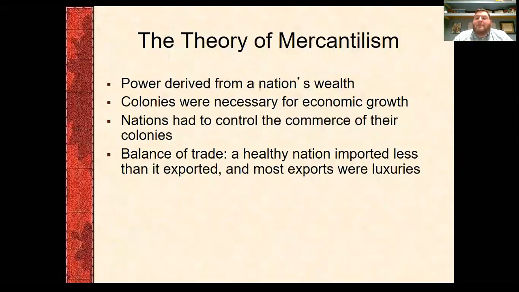And so in that, colonies are absolutely critical for economic growth, because just in Europe alone, they're kind of boxed in. So they need to go out and build these colonies to continue increasing their wealth. And so really, it becomes sort of a system of either you're growing or you're shrinking. You can't just maintain. And so nations really have a lot of control over their commerce.